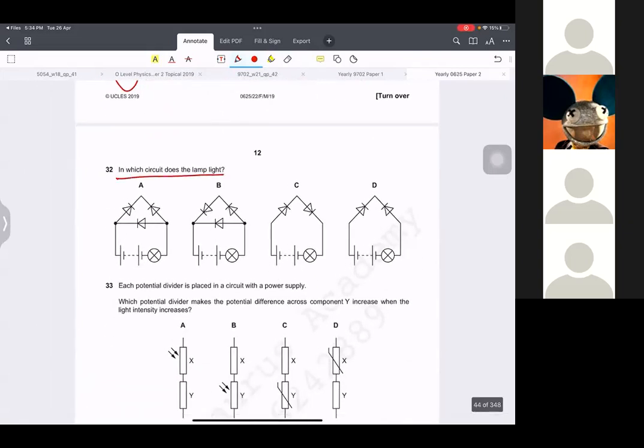In which circuit does the lamp light? The current will go here. It can't go here. If it goes here, it can't go here. So that's not the correct answer. The current goes here. It can't go here. So that's wrong. The current goes here. It goes here. Yay! This is a lamp. It goes here. Can't go here. So that's wrong.